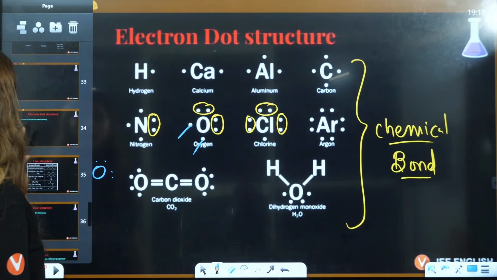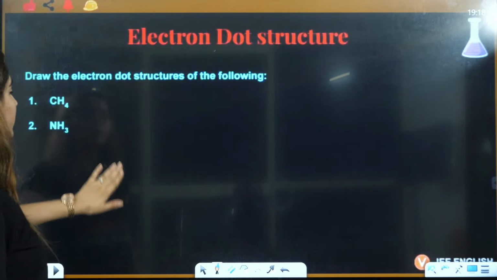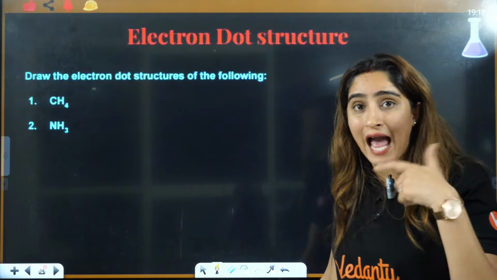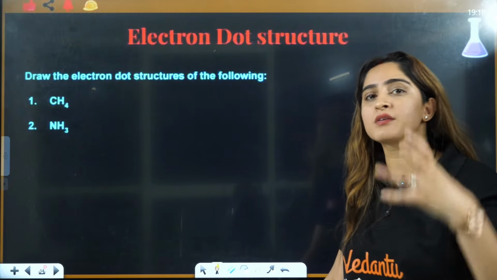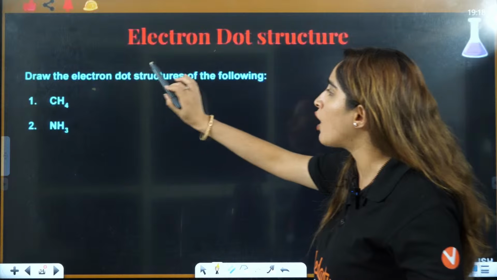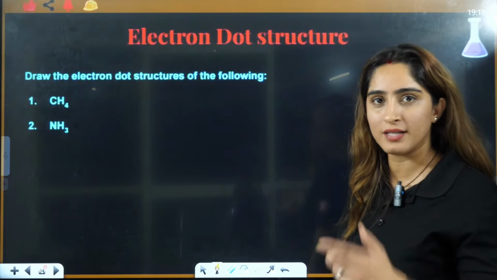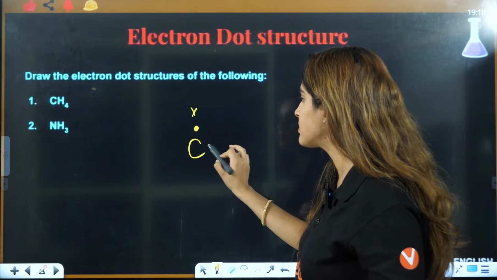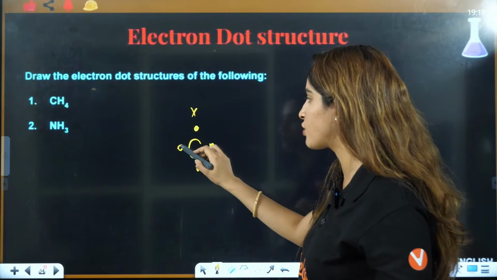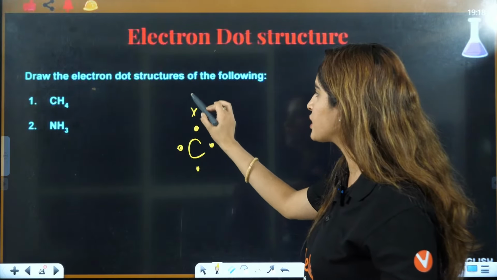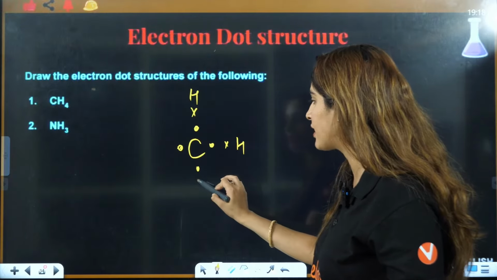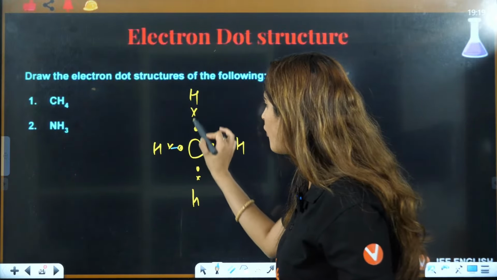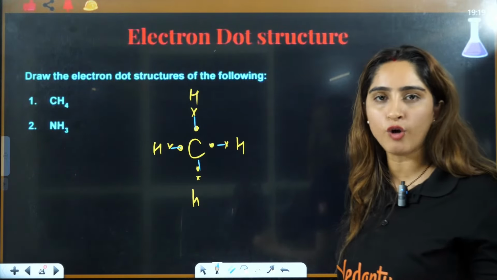But for your organic chemistry, some basics of chemical bonding will be used. So now let us see. Draw the electron dot structure of CH4. This I have already drawn, if you remember. This is C. It has 4 unpaired outermost electrons. And it is bonding with hydrogen. Hydrogen is giving 1 electron, hydrogen is giving 1 electron, hydrogen is giving 1 electron. That's how it is making 4 bonds here, right? That is called the dot structure.